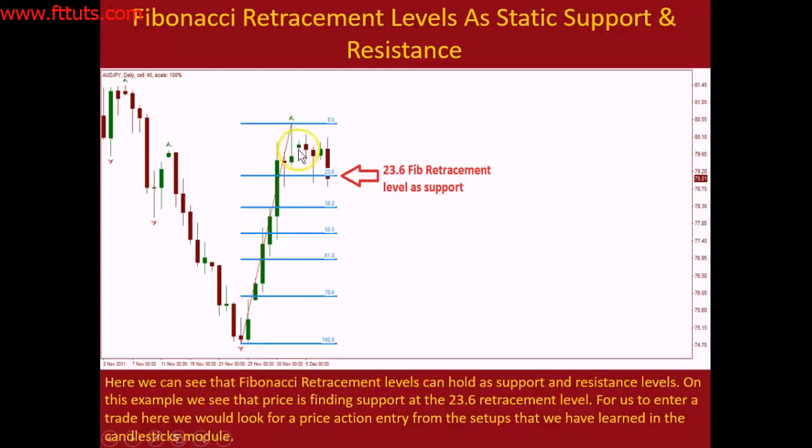Basically, we're using them here as support because we're looking for price to move up, then retrace. We can retrace to 23.6, 38.2, 50, 61.8, and 78.6. We look for a bounce off of any of these levels. Mainly, I would use 23.6 to 61.8, and I would look for a bounce off of these levels. And all you look for is your price action entry levels, as you learned from your first module with candlesticks.